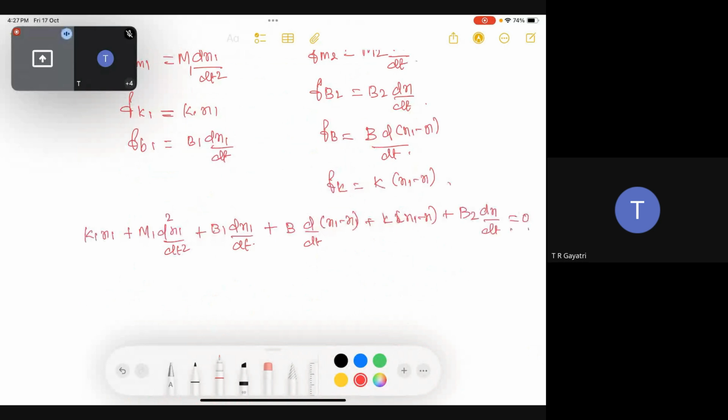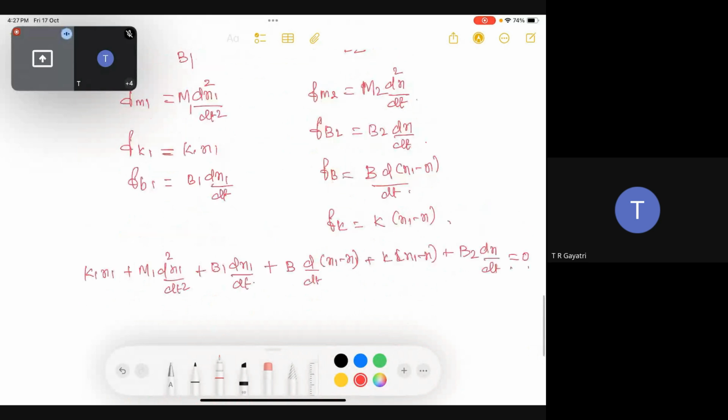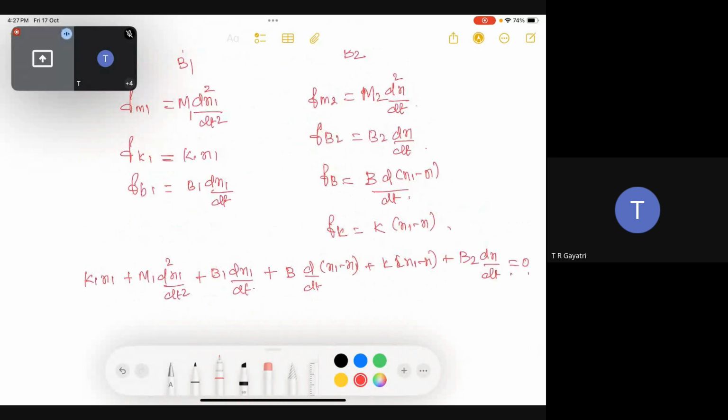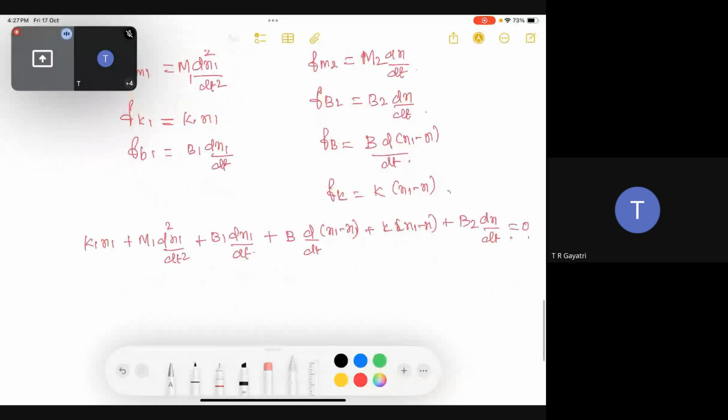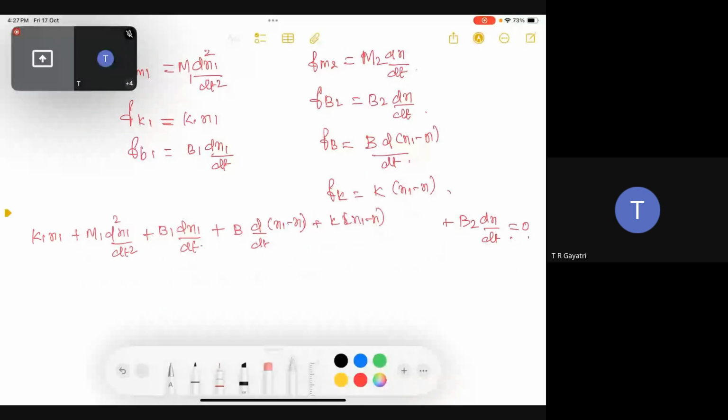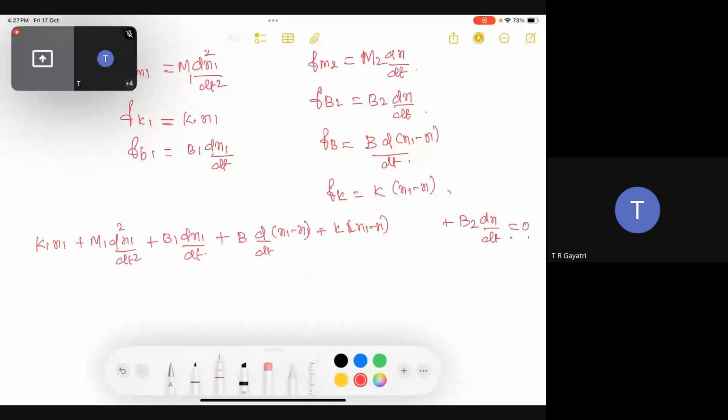Can you check once whether I missed anything? 1, 2, 3, 4, 5, 6. Only 6 terms I have written. I might have missed something. Plus M2, I forgot to write. M2 will come after K. Plus M2 d squared x by dt squared. Right? Do you have any deviation from this answer? Anyone?